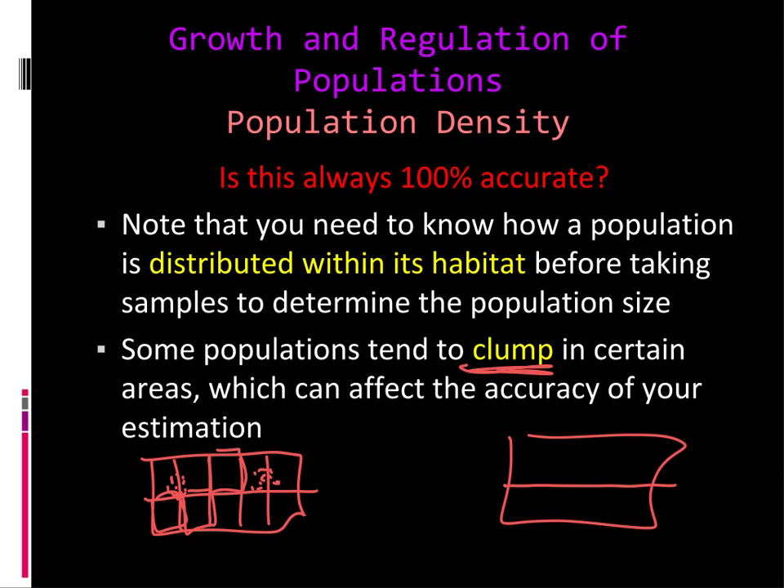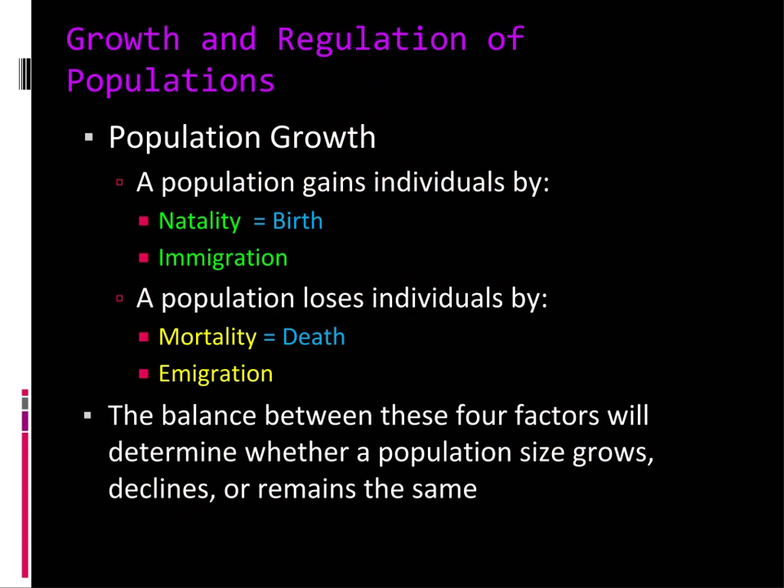However, if you know that your populations are very uniform within their spacing, within your area or volume, your population density calculation would be a lot more accurate. So it is important that you know how they are distributed within their habitat before you carry out the population density calculations. Now, a couple other things that we're going to talk about here are growth and regulation of populations.